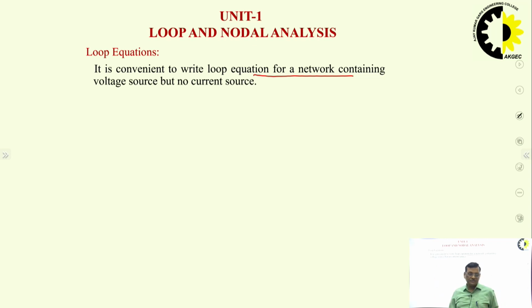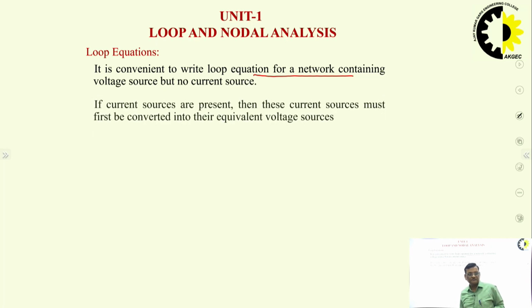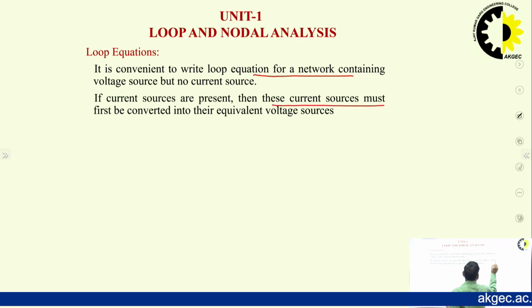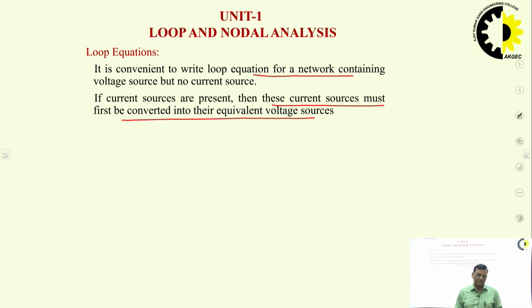If a current source is present, then what we will do is convert these current sources into their equivalent voltage sources. It is convenient to write loop equations this way: if there is any current source present in the network, convert it into its equivalent voltage source. Why will we do this? We will see later on the importance of taking the equivalent of a current source.